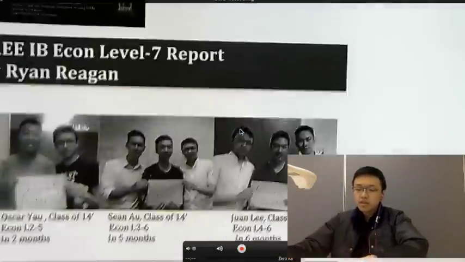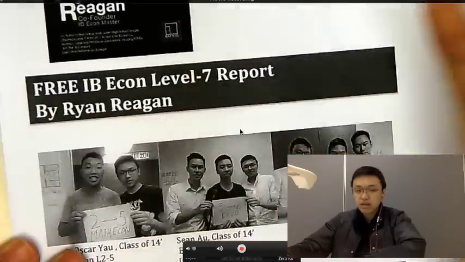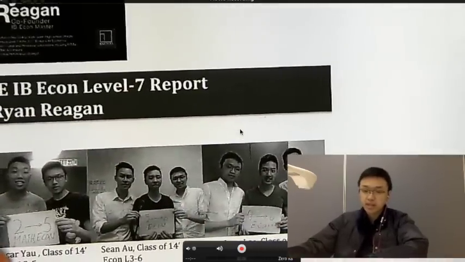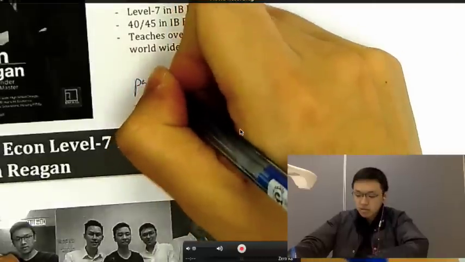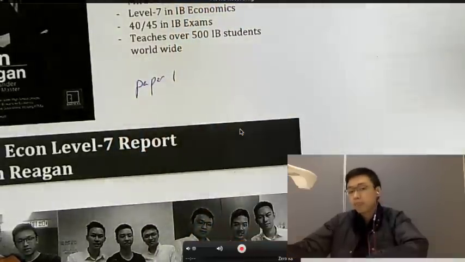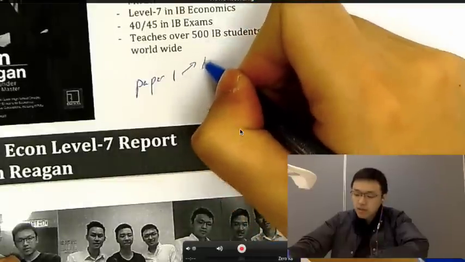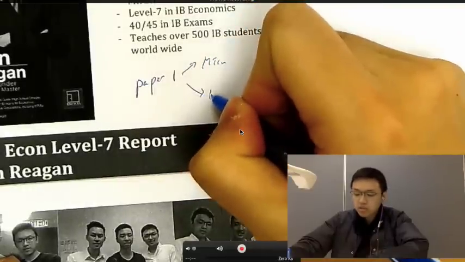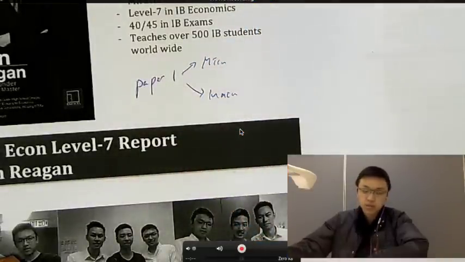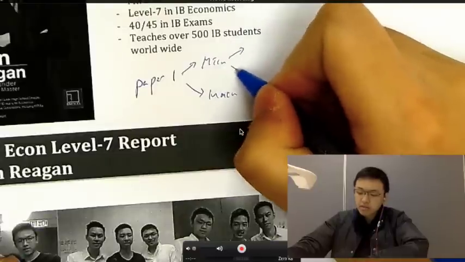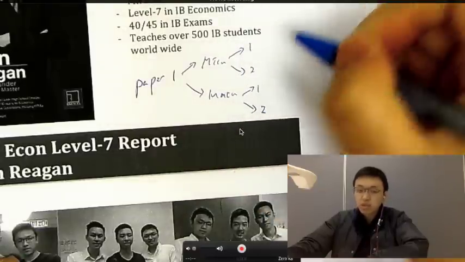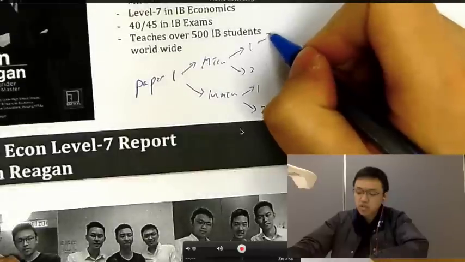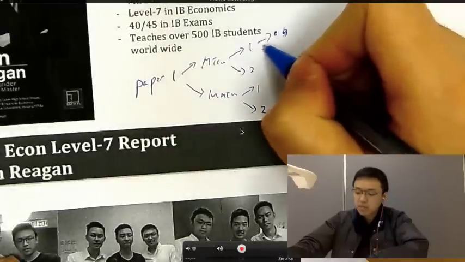In this free report, what I'm going to go through is basically Paper 1. How is Paper 1 structured? You should know Paper 1 has a micro section and a macro section. Those are two separate sections. Inside the micro section and the macro section, you can choose to answer one question out of two. And for each question, there's part A and part B.